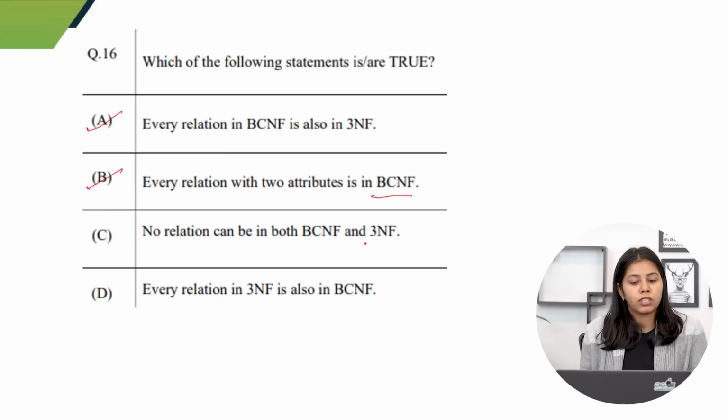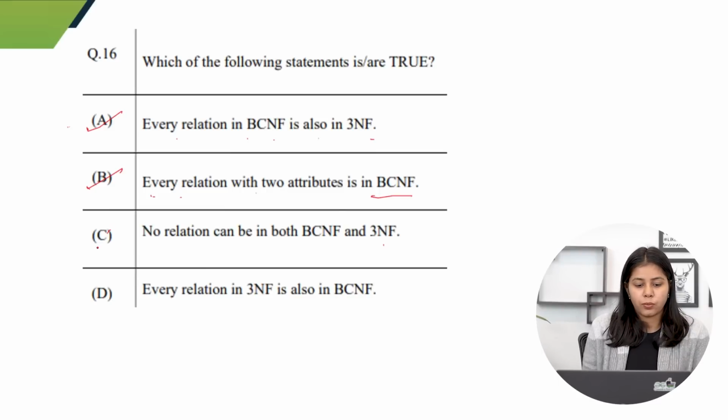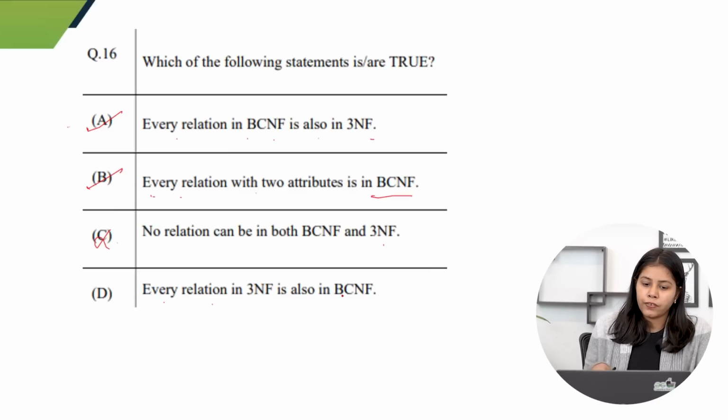No relation can be both in BCNF and 3NF. That is incorrect, because of the previous example. Because of statement A, every relation in BCNF is also in 3NF. So that means there is something in common. There are some relations which are in BCNF that are also in 3NF, right? So option C cannot be true. Similarly, for option D, every relation in 3NF is also in BCNF. A BCNF relation is in 3NF, that is true, but the converse is not. So D is also incorrect. So A and B are the correct options for this question.